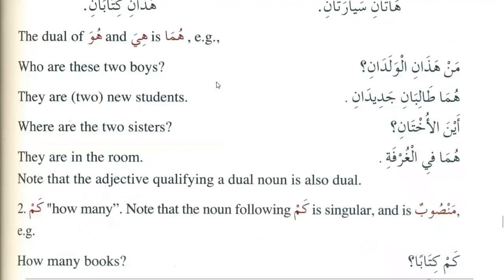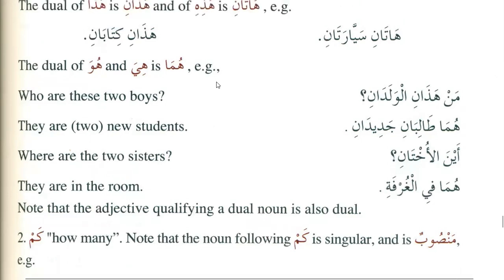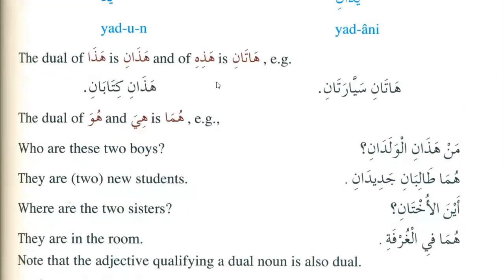Who are these boys? Man hazanil waladani. They are two new students. Huma talibani jadidani. Where are the two sisters? Aina ukhtani. They are in the room. Huma fil gurfati. Note that the adjective qualifying a dual noun is also dual.